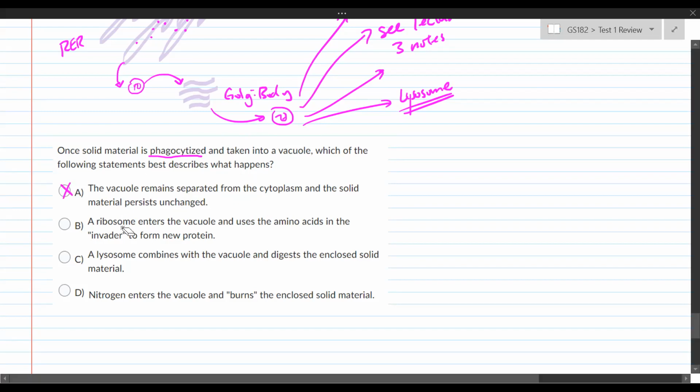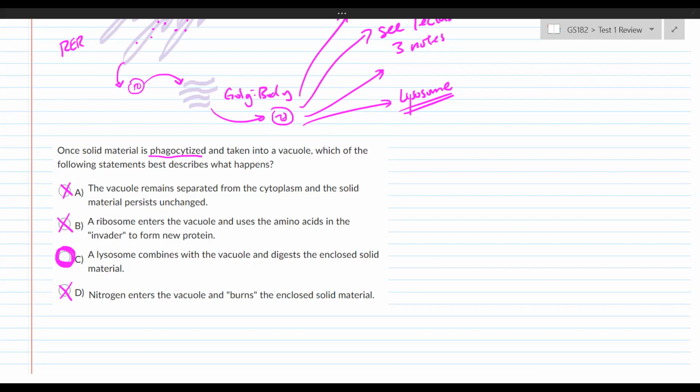So that's not true. A ribosome enters the vacuole and uses amino acids in the invader to form new proteins. That is nonsense. Ribosomes make proteins by using the messenger RNA, right? A lysosome combines with the vacuole and digests the enclosed solid material. That's correct. That's the answer. Okay, and this is also nonsense. Right? So like in the PowerPoint, let me just show you. Lecture 3.